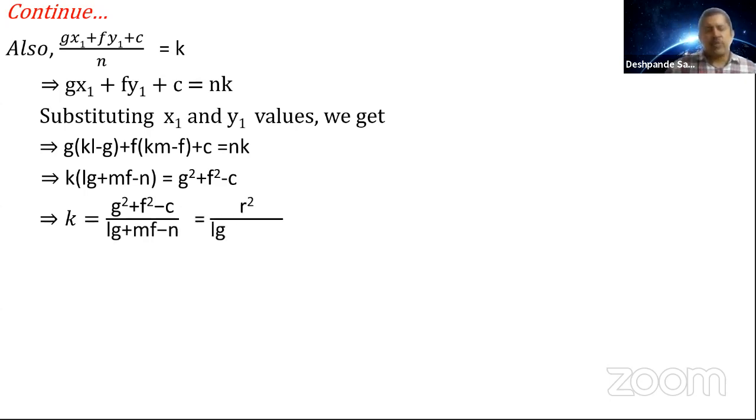Now g² + f² - c you can write as r², because r is the radius.